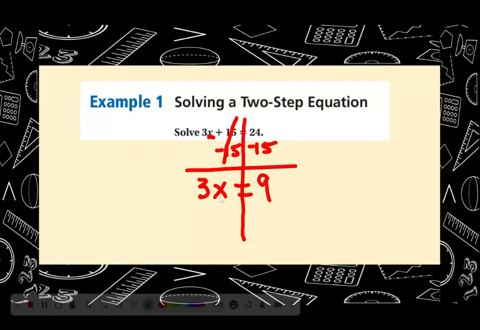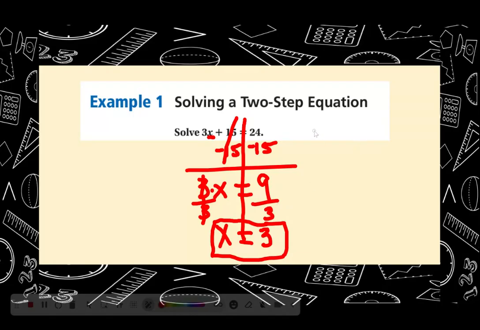So now the opposite of multiplying is dividing by 3. Dividing by 3. So 3 divided by 3 gives me 1x. 9 divided by 3 is 3. So x equals 3. Remember, we can do the check.